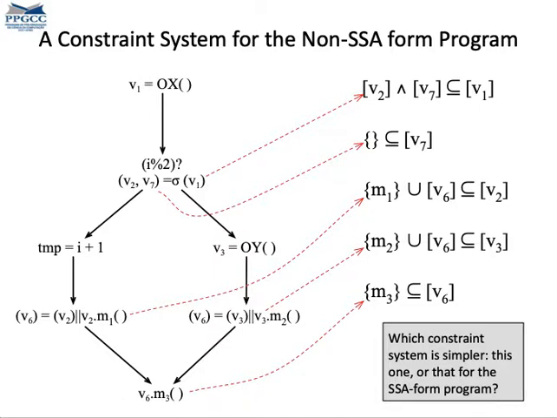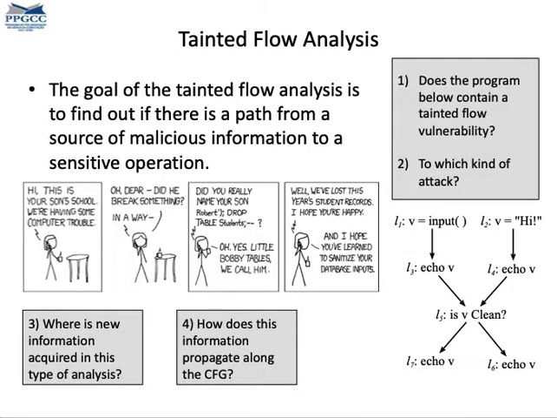Here they are. As you can see, we have fewer constraints, and none of them is trivial. If you go back to the constraints of the SSA form program, you will see that we had a few trivial constraints associated with the phi functions. Let's now consider another analysis.